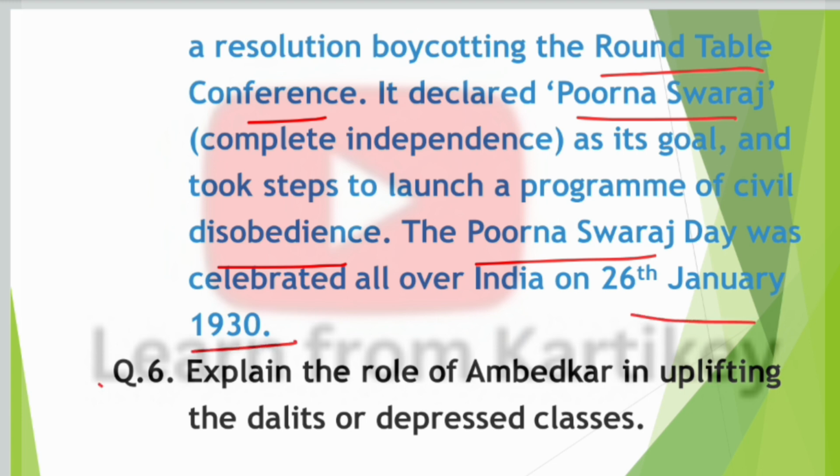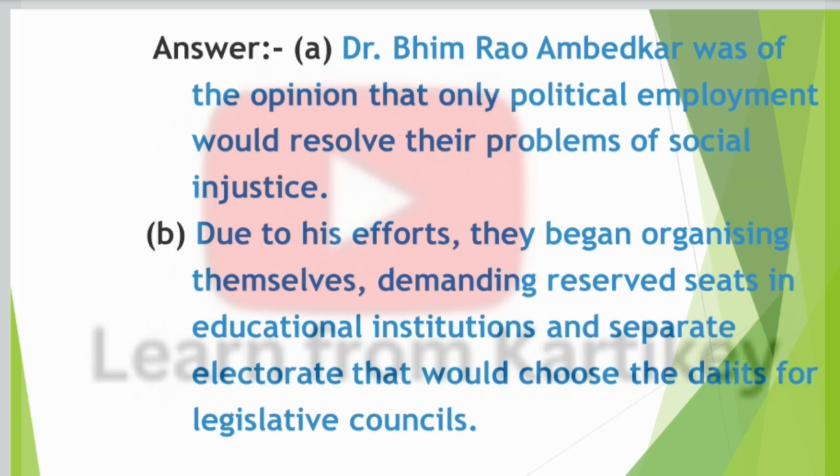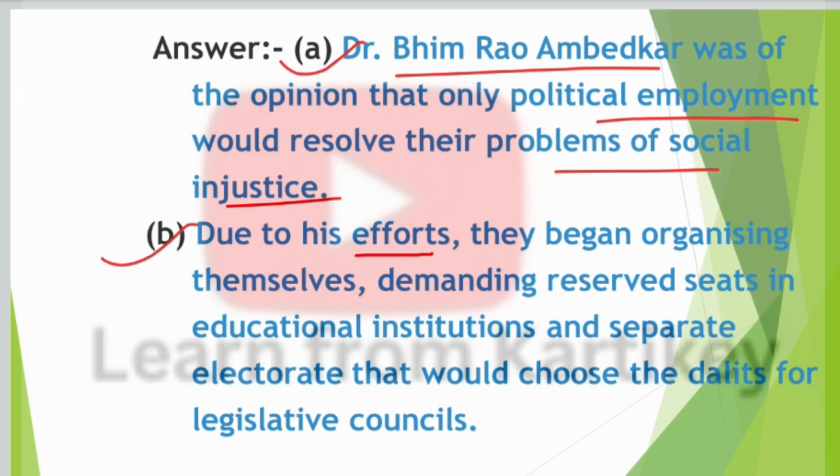Next question, question number 6: Explain the role of Ambedkar in uplifting the Dalit or depressed classes. Answer, first point, Dr. Bhimrao Ambedkar was of the opinion that only political empowerment would resolve their problems of social injustice. Second point, due to his efforts, they began organizing themselves, demanding reserved seats in educational institutions and separate electorates that would choose the Dalits for legislative councils.